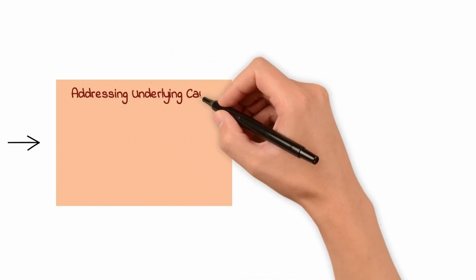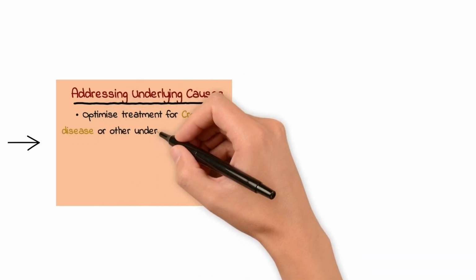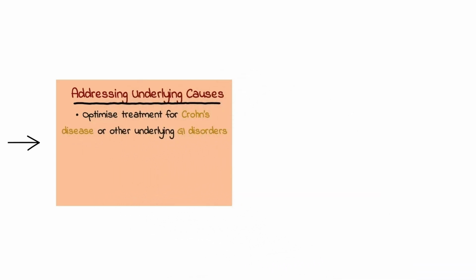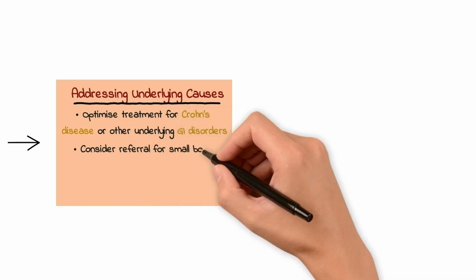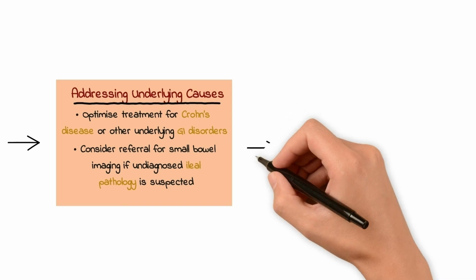Addressing underlying causes. Optimize treatments for Crohn's disease or other underlying GI disorders. Consider referral for small bowel imaging if undiagnosed ileal pathology is suspected.